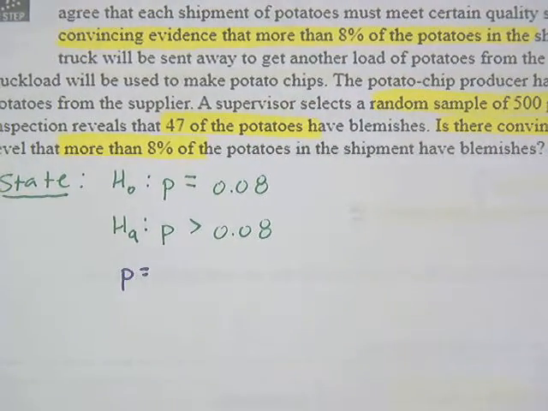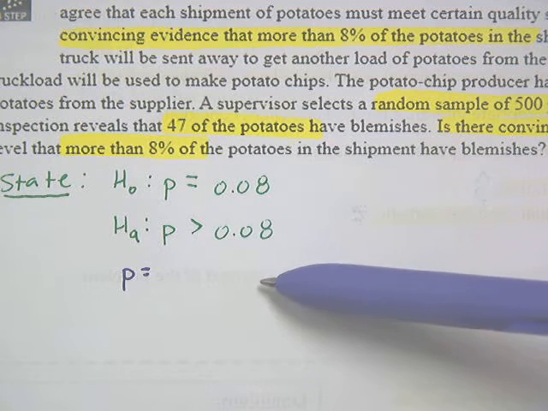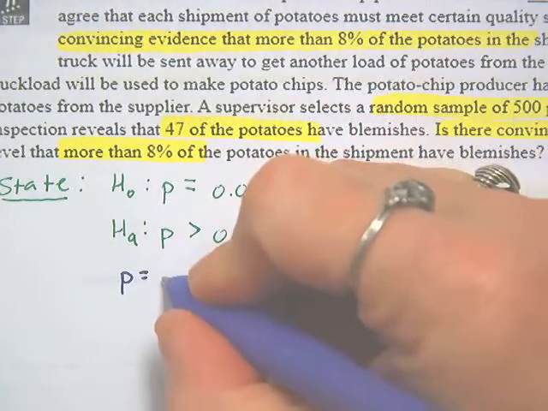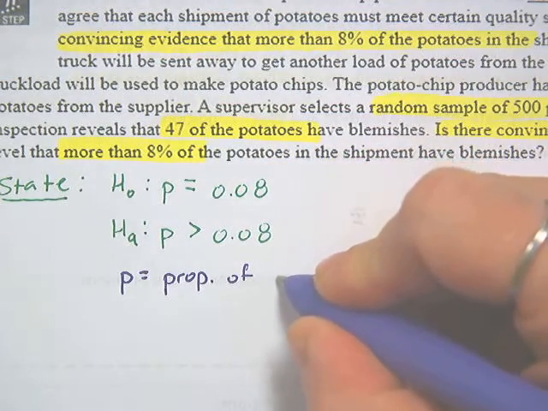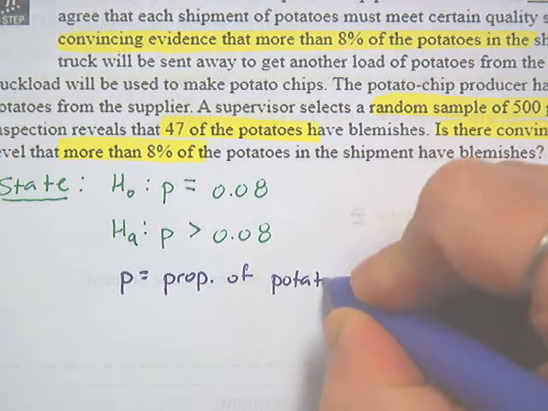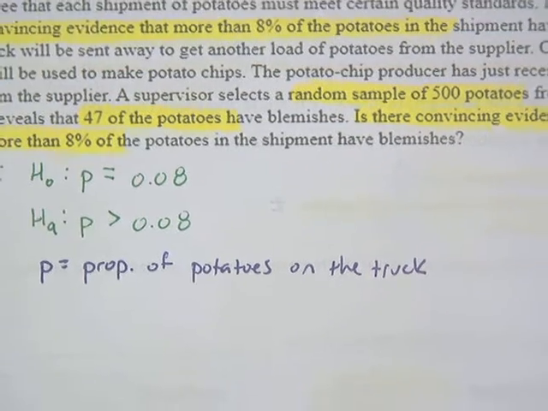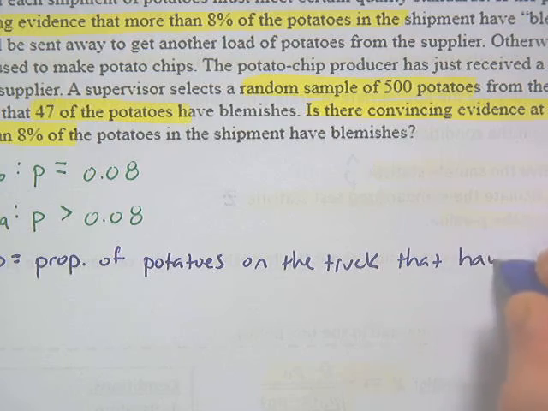So you're going to get some points for this one, and you're going to get some points for this one, and if you can do this right, you're going to get some points. I'm not going to check for spelling, grammar. I just want the gist. So if you write something like, that's the proportion of potatoes on the truck or in the shipment that have blemishes, that's great.